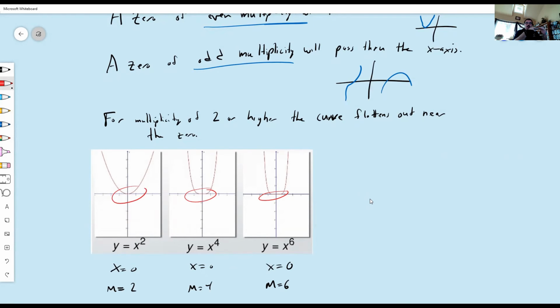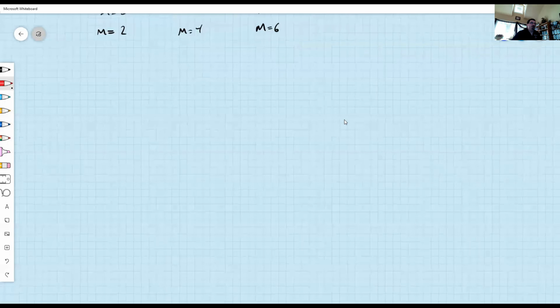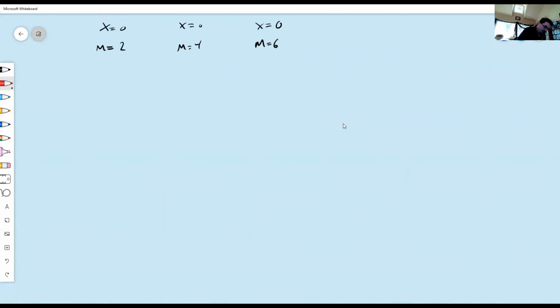At the 0 for x cubed, x to the 4th is flatter. So x cubed is something like this, and then we'll get flatter. So it doesn't matter whether it's an odd multiplicity or an even multiplicity. In this case, it will get flatter the higher the multiplicity. All right. So here we are. Let's sketch something and see how it goes.